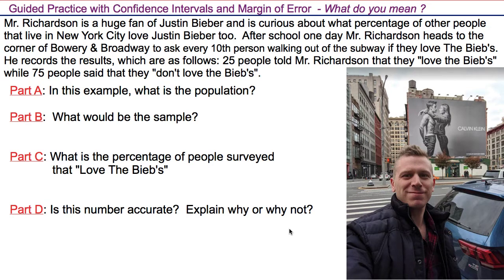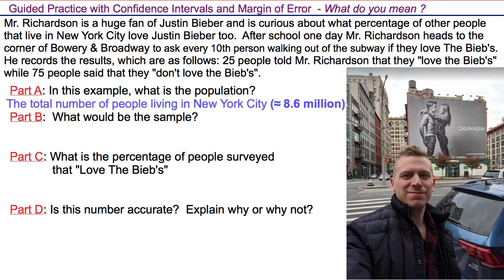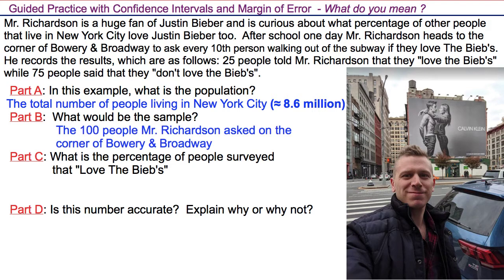In this example, what is the population? Well, here the population, remember, is the group I want to know something about. I want to know something about the total number of people living in New York City, so that would be the population. In this example, what would be the sample? Remember that the sample is the part of the population that we study in order to gain information. Our population is the number of people living in New York City, so that part of the population we study is those 100 people I ask if they love the Biebs outside of the subway station.